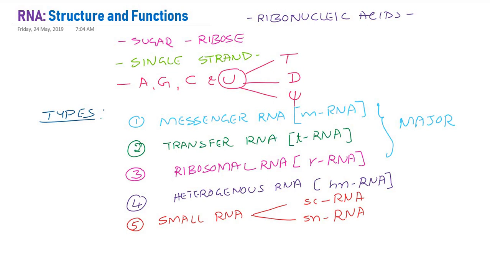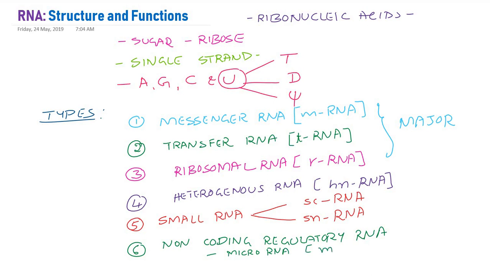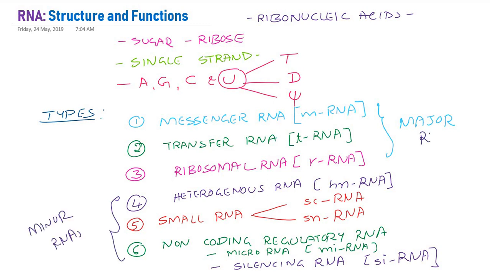Another class of RNA is called non-coding regulatory RNA. Again, there are two types. One is microRNA, abbreviated as miRNA. And another type of non-coding regulatory RNA is silencing RNA, abbreviated as siRNA. So from heterogeneous to non-coding, these are minor RNAs. These are the major RNAs. That means you should know the structure and functions of messenger RNA, transfer RNA and ribosomal RNA in detail. So we will see them one by one.